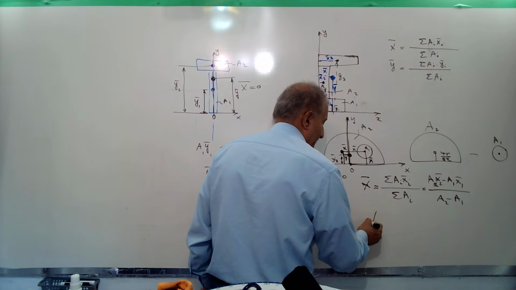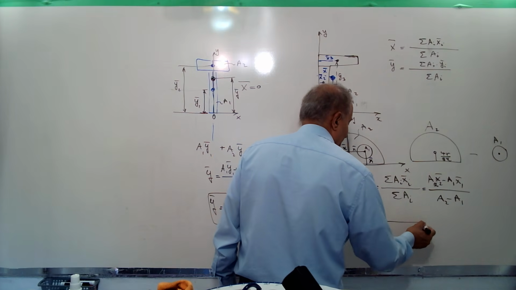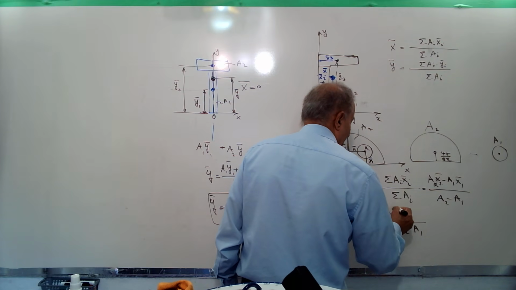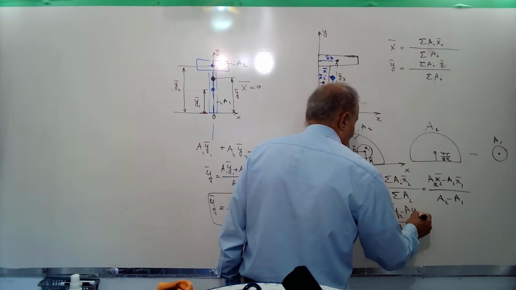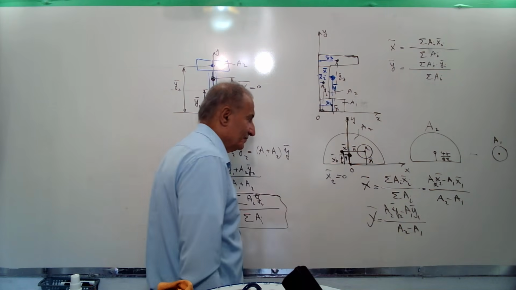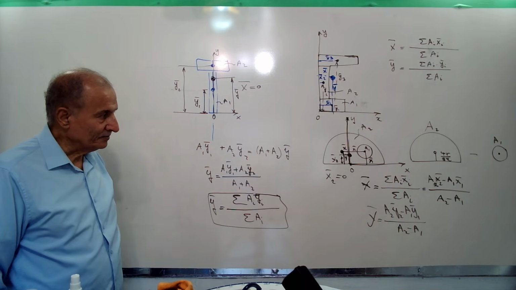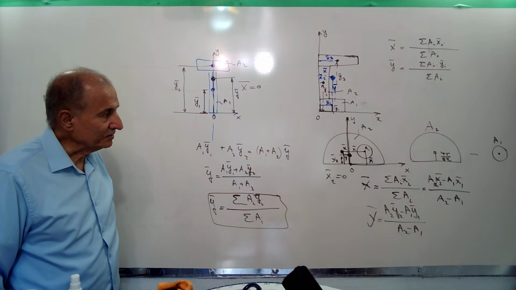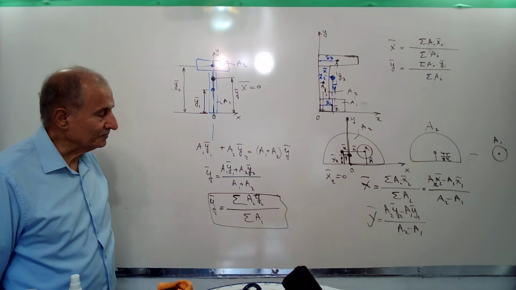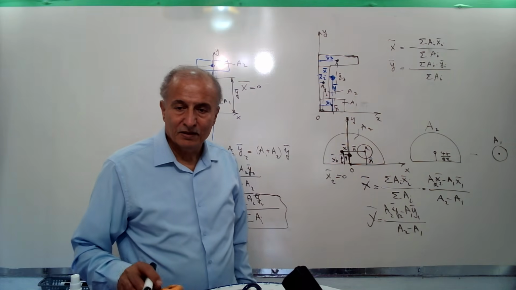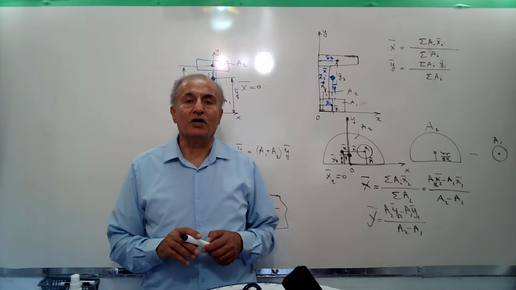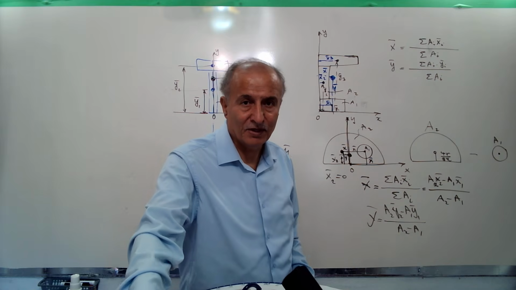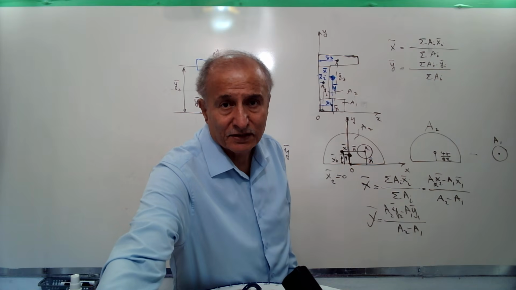And what about y bar? For the centroid of the composite area, it is the same: A2 y bar 2 minus A1 y bar 1, divided by A2 minus A1. Then you will find the centroid of this composite area. That's how to find the centroid of a composite area, which is the cross section of a beam, for example. Thanks for watching. See you in the next video.